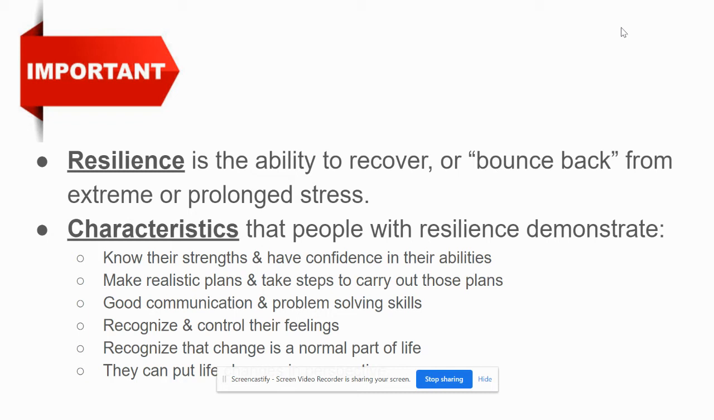The characteristics of somebody with resilience are listed below. And the reason why I think this is so important is because when you have this resiliency trait and you are faced with an extreme or prolonged stress, you are better able to handle it and you probably have a better outlook. So, some of the characteristics we see with people who are resilient are they know their strengths and they have confidence in their abilities, what they can do.